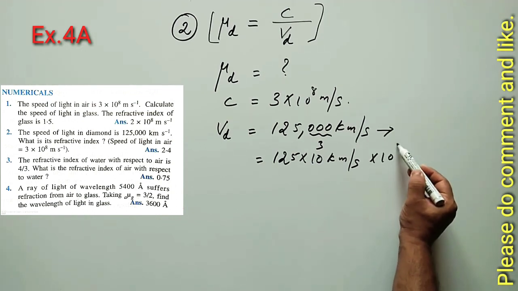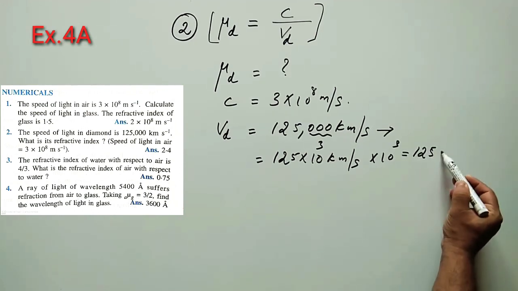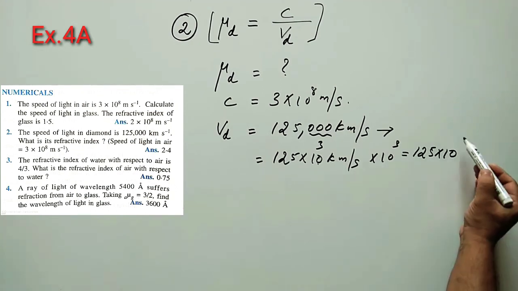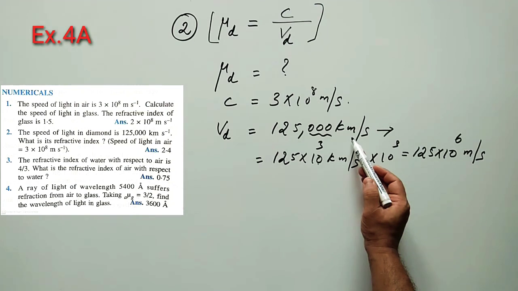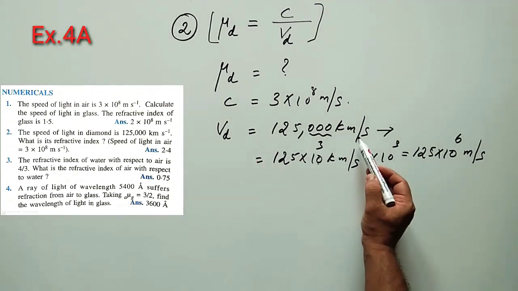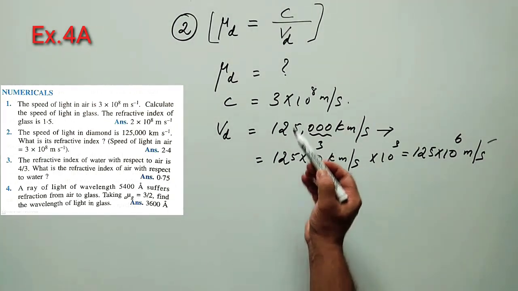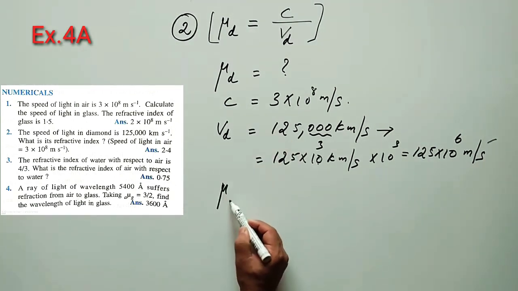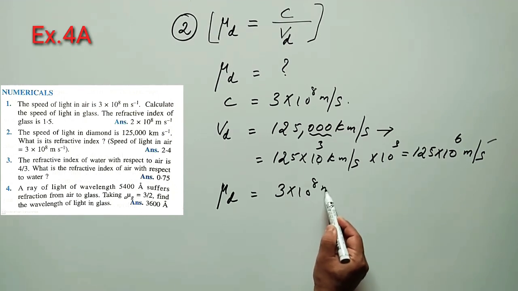Okay, 10 to the power 3. Clear? So it comes out to be 125 into 10 to the power 3 into 10 to the power 3, that is 10 to the power 6 meter per second. Now kilometer per second is converted into meter per second. So don't forget to convert kilometer per second into meter per second. Clear? Now let's place the given values in the formula. Okay, refractive index of the diamond we have to calculate. Mu d is equal to 3 into 10 to the power 8 meter per second.